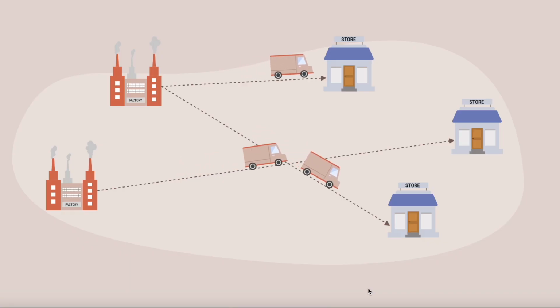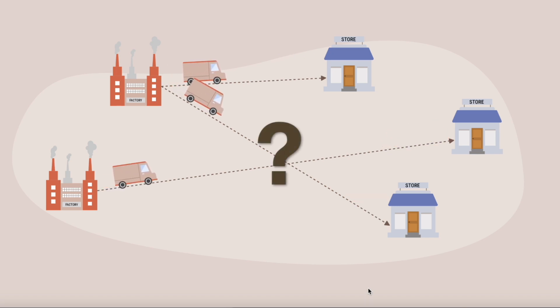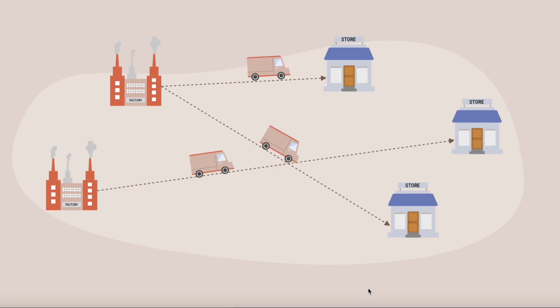Suppose you're in charge of product distribution at your company. There are multiple factories that deliver to multiple store locations. Your job is to come up with a delivery plan that optimizes company resources. And this is exactly the problem of optimal transport mapping.